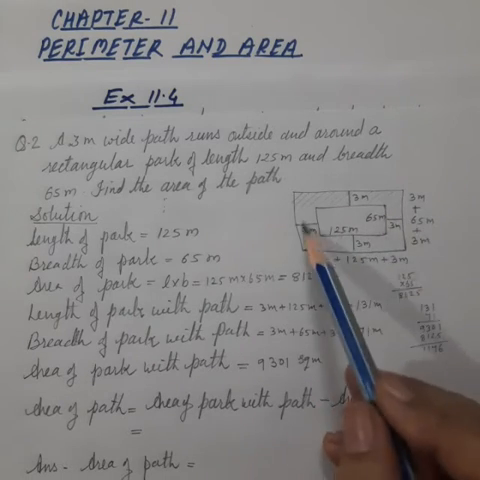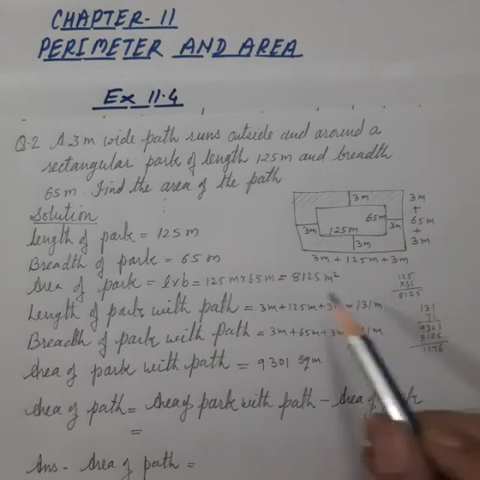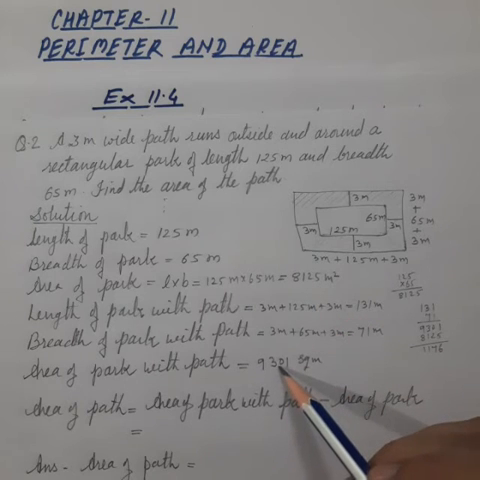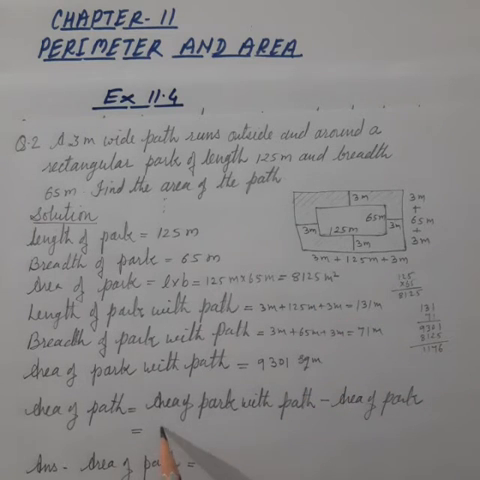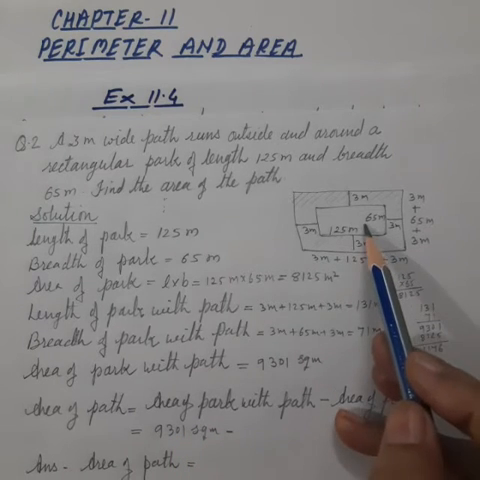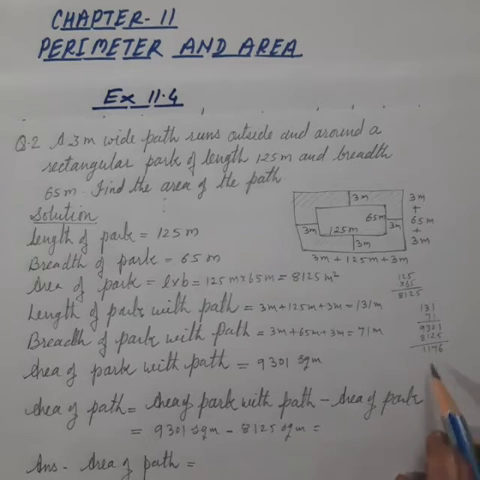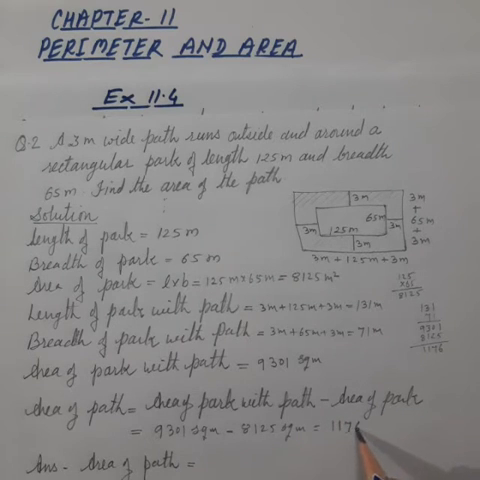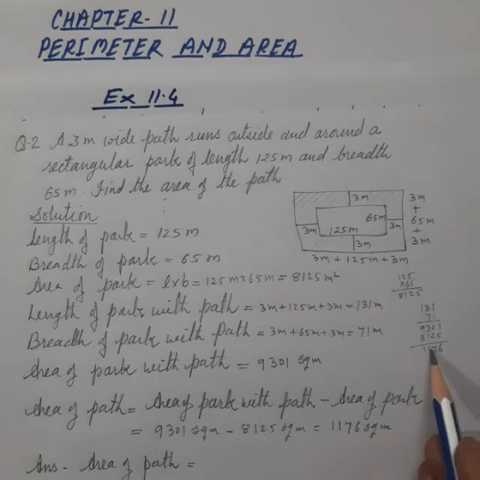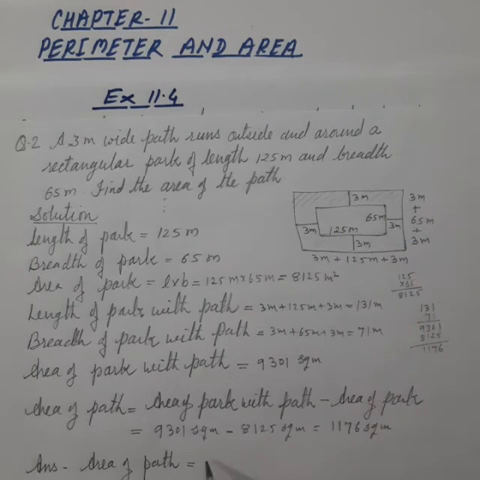And to find the area of the path, we have to subtract these two areas. From the area of the outer rectangle 9301 square meter, subtract the area of the inner rectangle 8125 square meter. We get here 1176 square meter. This is the area of this path. So the area of the path is 1176 square meter. Question 3.